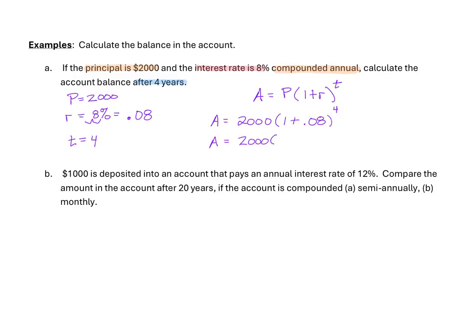I do recommend doing some simplifications. You don't have to do a whole lot, but anything that you can do by hand makes plugging this into our calculator easier. So I'm going to go ahead and add the 1 and the 0.08. And then from here, we're basically going to plug it in our calculator just the way it is. The only thing that we need to do is use our caret key, and we want to raise this to the 4th.